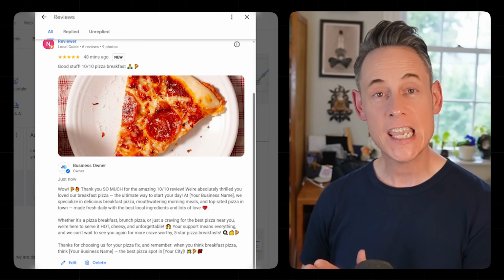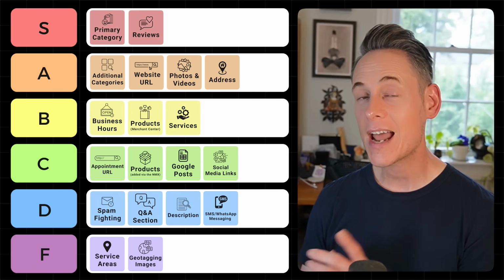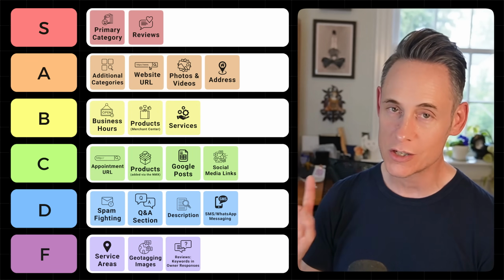But here's a factor that lots of people talk about that is not a factor: stuffing keywords into the owner responses. You might hear people talk about this. It is not a factor. Responding to reviews is a good idea, but it won't impact your rankings. Stuffing keywords into the owner responses of reviews is a totally stupid idea. And so because of that, I'm giving keywords in owner responses an F tier. It's a don't do it, don't waste your time.